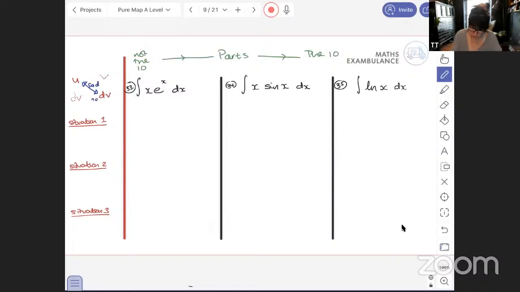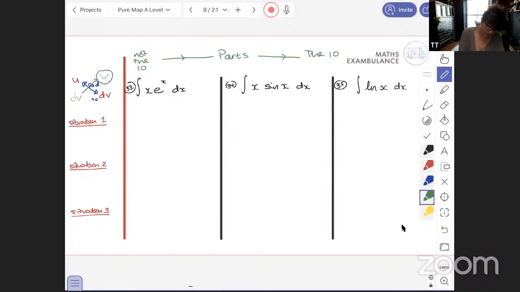But look, if we have a different combo, if we have this combo, v and du, this is great. We can do this. That's what parts is for. And there are only 3 situations where that happens. Situation 1, you have x stuff or x squared times e to the x stuff. So, like this, x stuff, e to the x stuff.